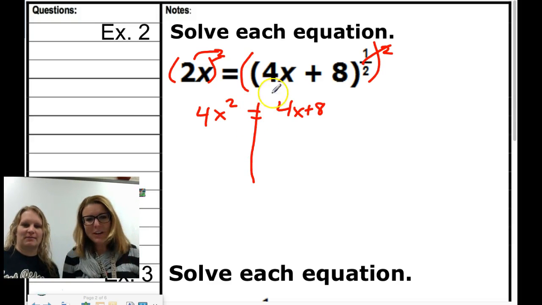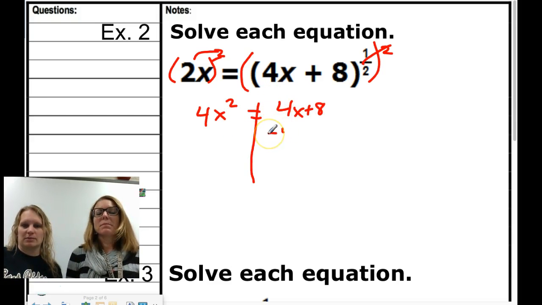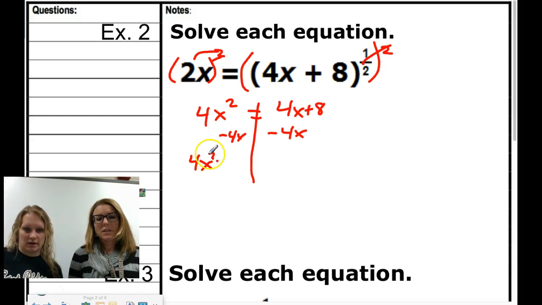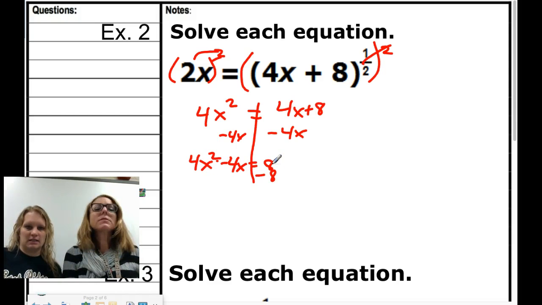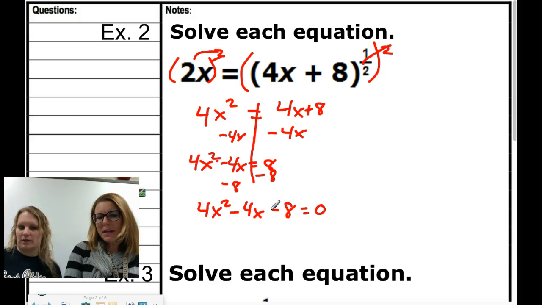Now we have to move everything to the left because we want to get it equal to 0. So I'm going to subtract 4x, and that's because there's an x squared. So 4x squared minus 4x equals 8. Subtract 8. So I get 4x squared minus 4x minus 8 equals 0.